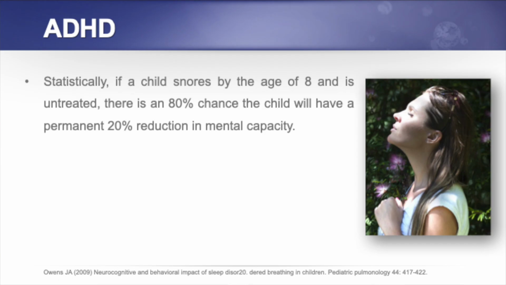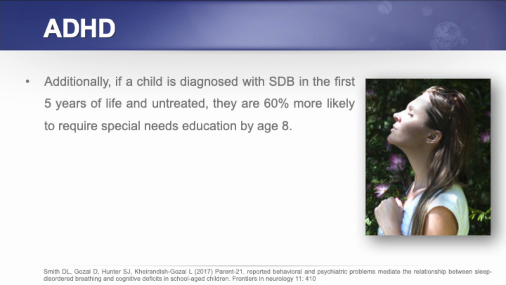Another paper, statistically, if a child snores by the age of 8 and if it's untreated, there is an 80% chance that the child will have a permanent 20% reduction in their mental capacity. Additionally, if a child is diagnosed with sleep disorder breathing in the first 5 years of life and untreated, they are 60% more likely to require special needs education by the age of 8.